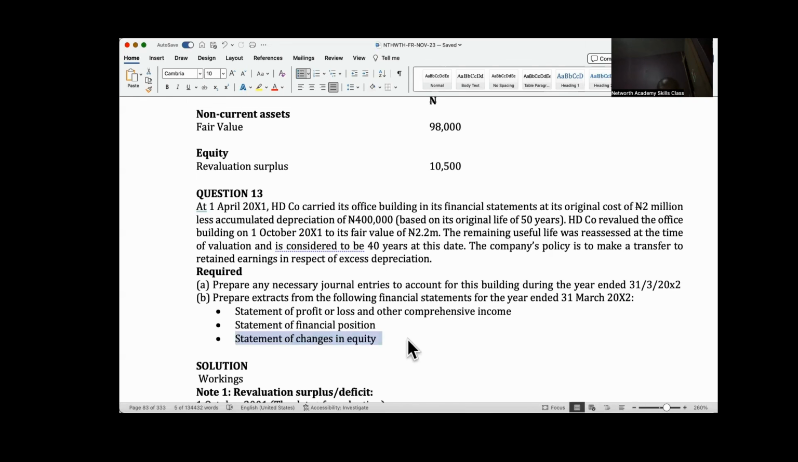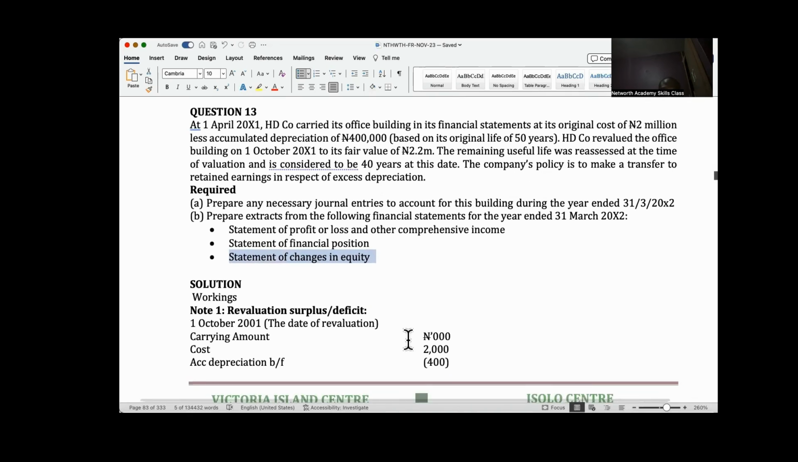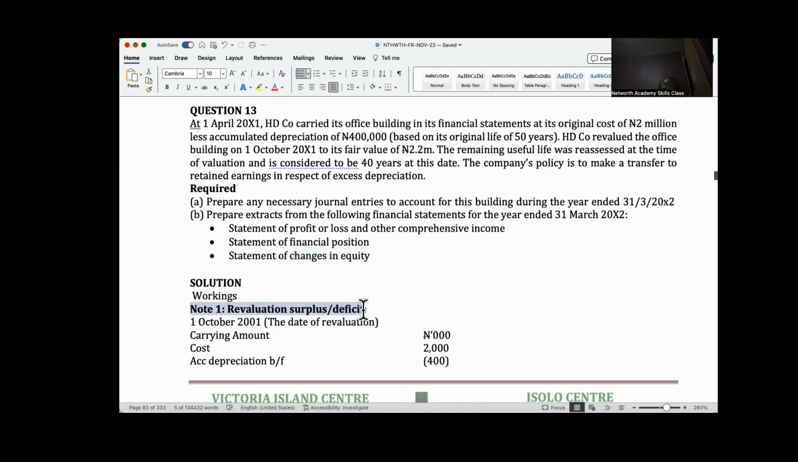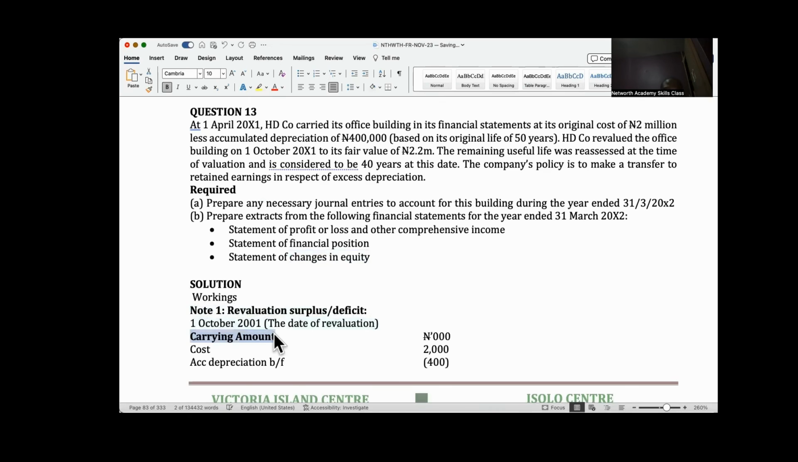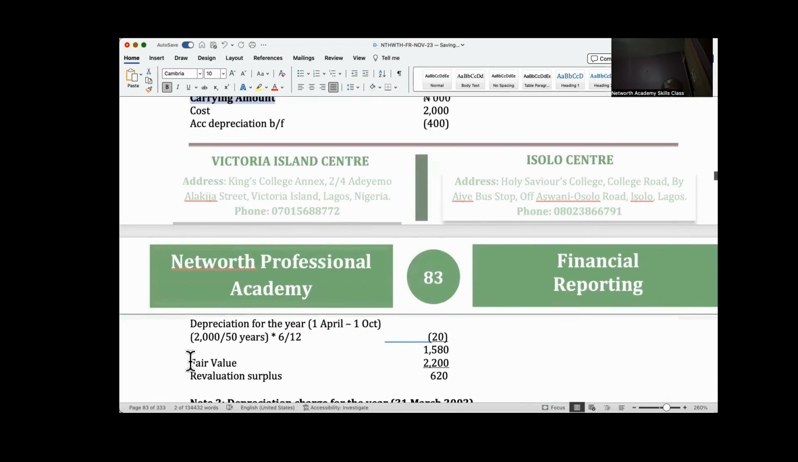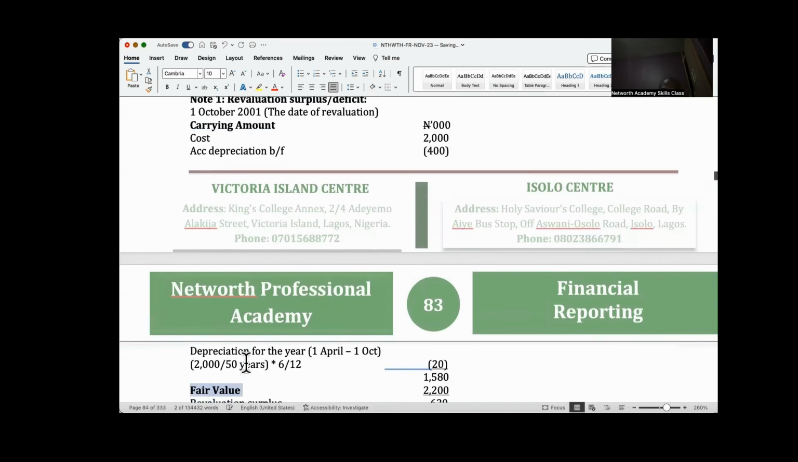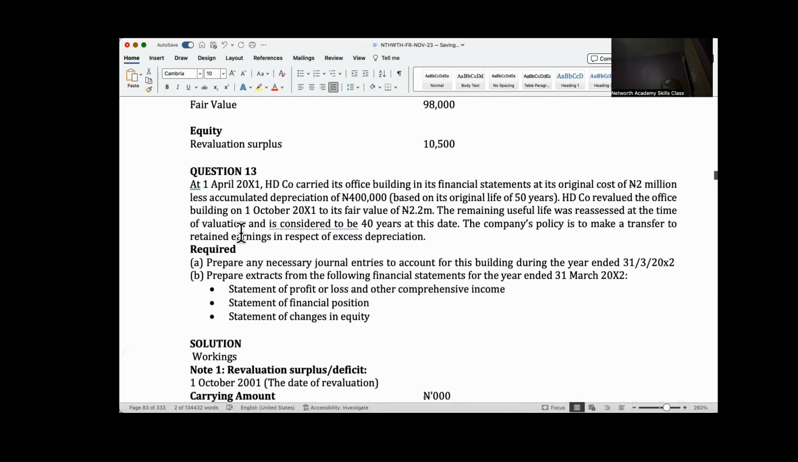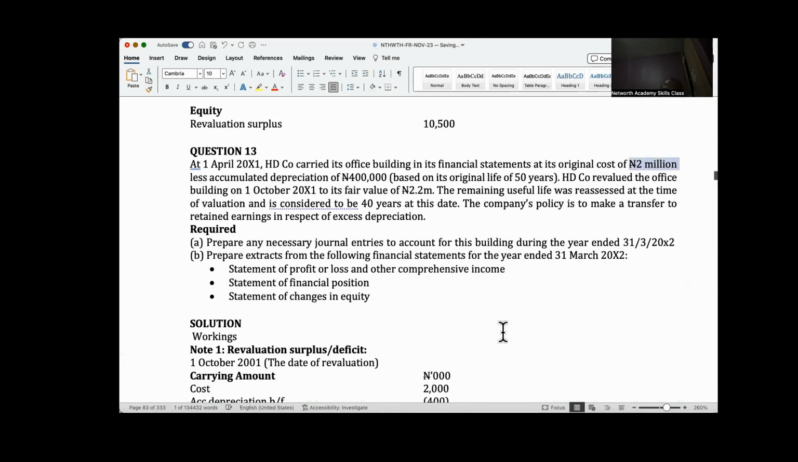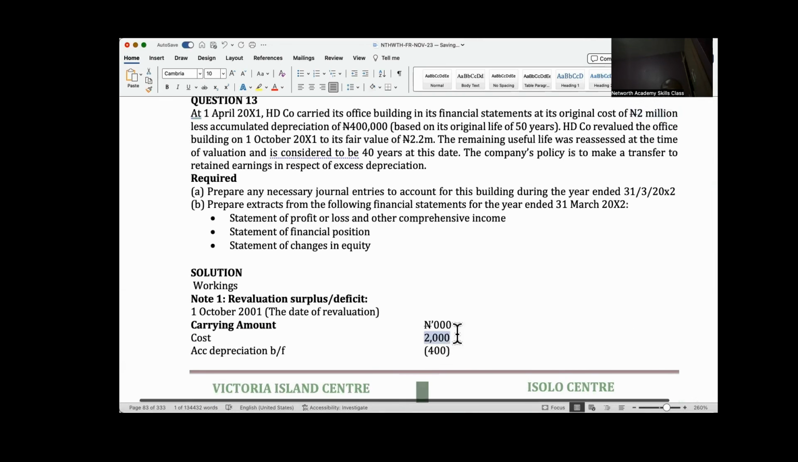Okay, again, whenever there is a revaluation, the first thing we need to determine is the revaluation surplus or deficit at the date of revaluation. In this question, the date of revaluation was 1st October 2001. So to determine the revaluation surplus or deficit, we'll simply compare my carrying amount to fair value. And my carrying amount is my cost minus accumulated depreciation. My cost from this question is 2 million. So I have 2 million here.